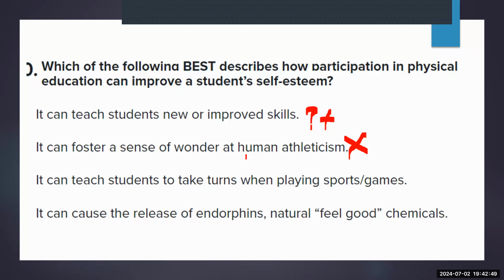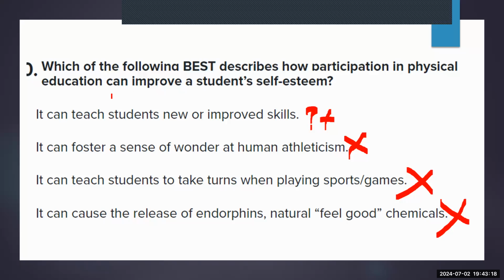It can teach students to take turns when playing sports and games. No, that doesn't really have anything to do with the question we're answering. It can cause the release of endorphins, the natural feel-good chemicals. No. So PE is going to put them in a good mood. It's going to help, but that's talking about feeling good in their mood. It's not talking about their self-esteem.